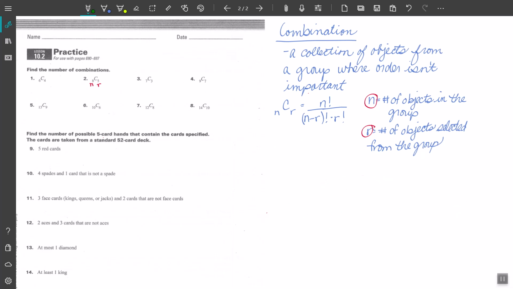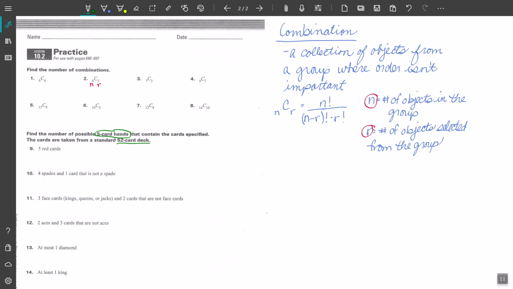Now we can take this a step further and talk about scenarios where there are multiple events. So in number 9, well, actually, let me read the directions there. It says find the number of possible 5 card hands that contain the cards specified in our problem. The cards are taken from a standard 52 card deck. So we have a total number of objects of 52, and we're going to select 5 of them out at a time.